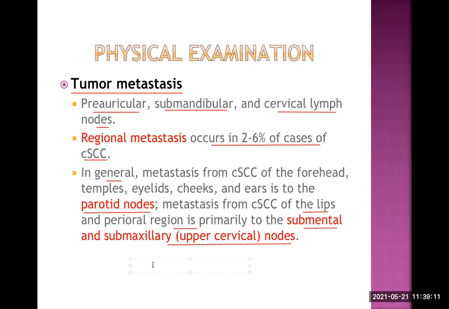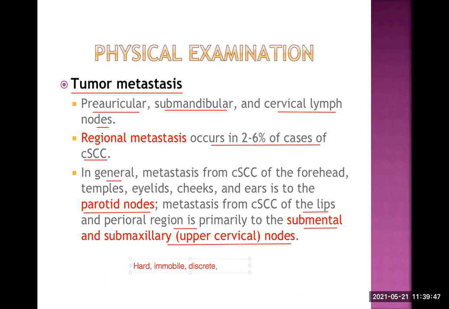So the first thing is they are hard. They are very hard type of lymph node. Second, they may not be mobile. They are immobile. This immobility of the lymph node is because of local invasion. It may be fixed onto that area. It may be fixed to the overlying skin or underlying muscle or other type of tissue. That is another important point. Hard and immobile. And they are discrete.